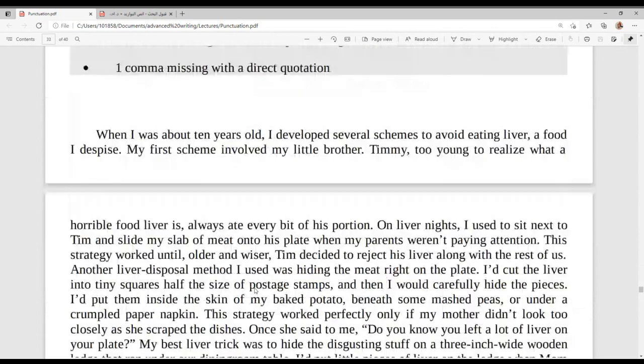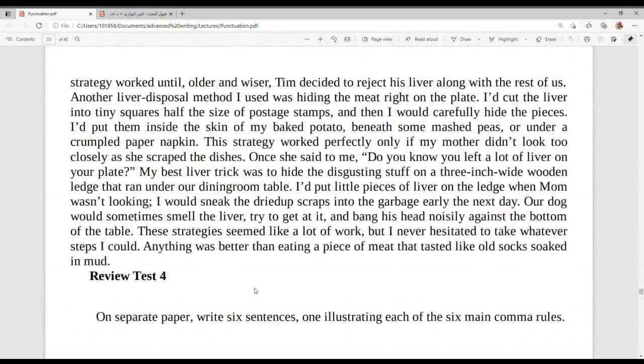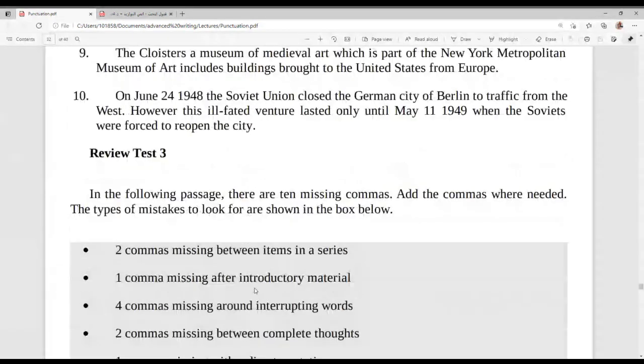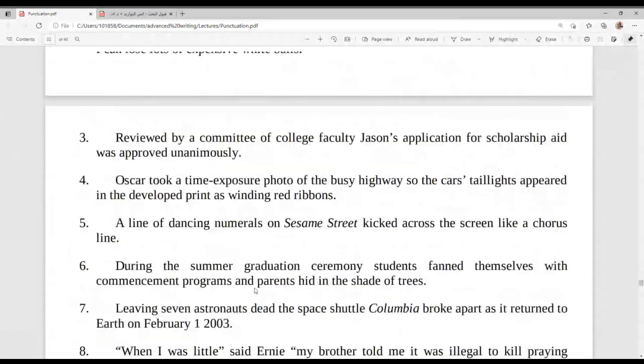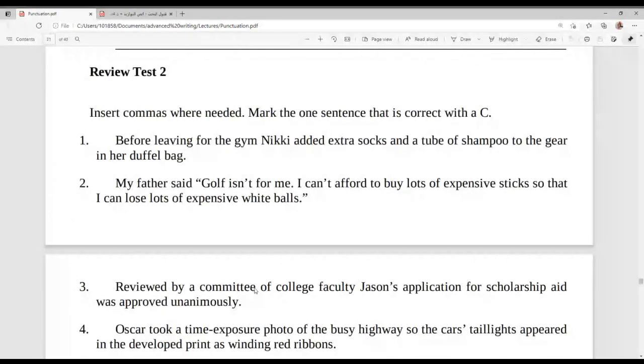Now we have a review test here. I wish you can do that alone, okay? So please go to these tests and try to do them again, and we can discuss this next time. All right?